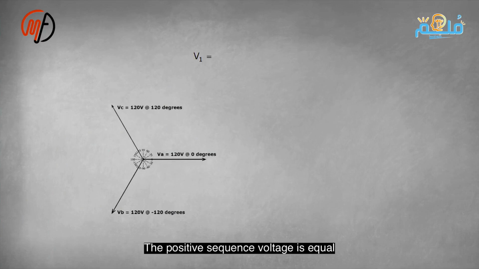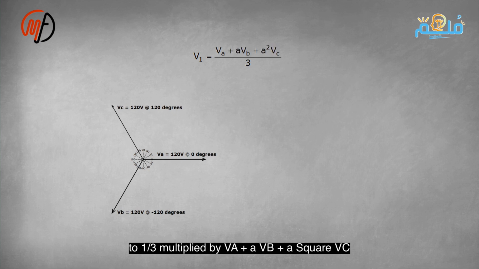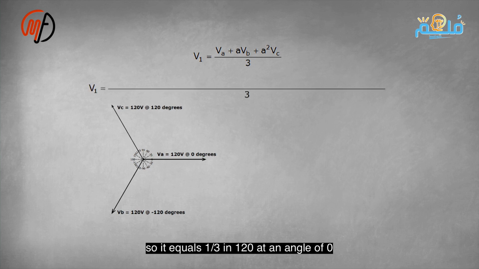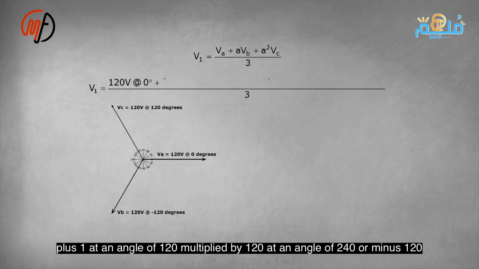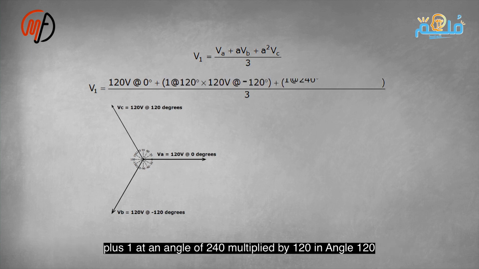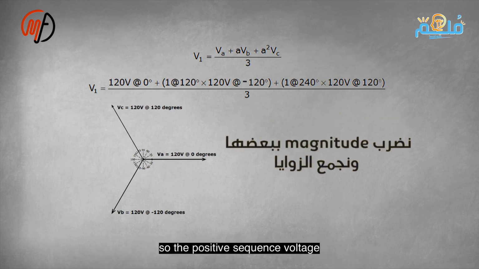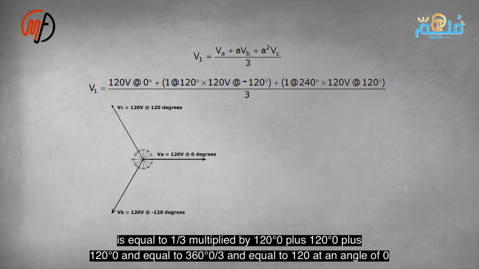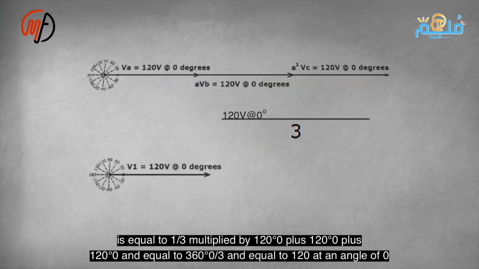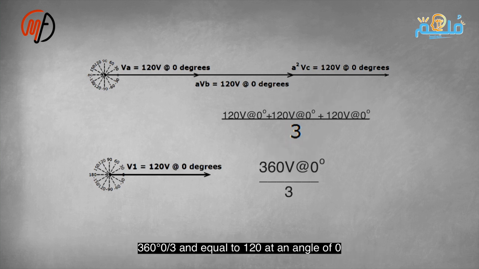The positive sequence voltage is also 1/3 of VA plus a VB plus a² VC. So it equals 1/3 times 120 at angle 0, plus 1 at angle 120 multiplied by 120 at angle 240, plus 1 at angle 240 multiplied by 120 at angle 120. In phasor multiplication, we multiply magnitudes and add angles. The positive sequence voltage is 120 at angle 0, confirming it represents the original voltage. The sum is 360 at angle 0, divided by 3, which equals 120 at angle 0.